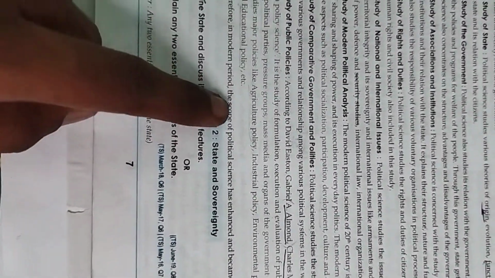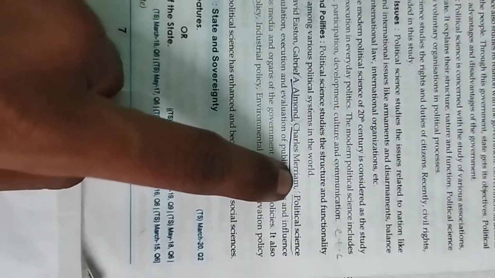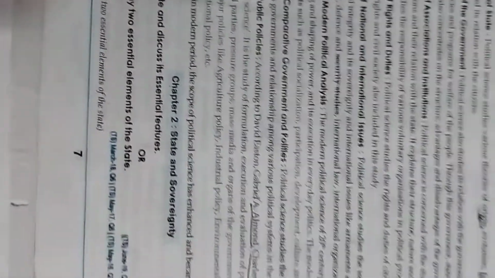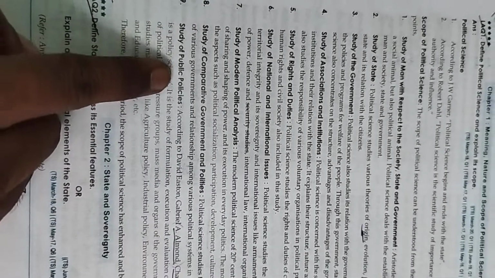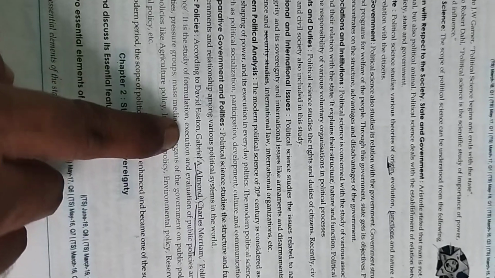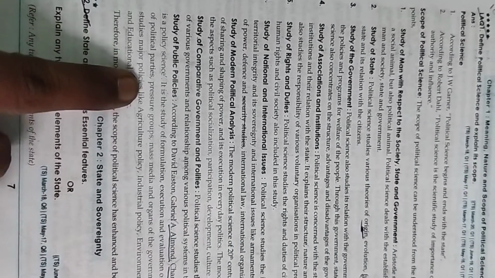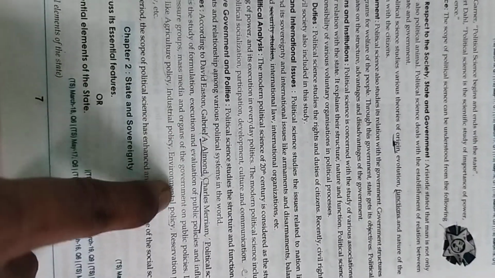Here, public policies according to A. Alban and Charles: political science is a policy study. He told that political science is also known as policy science. He defined political science as policy science. It is a study of formation, execution, and evaluation of public policies and influence of political parties, pressure groups, mass media, and organs of government on public policies.